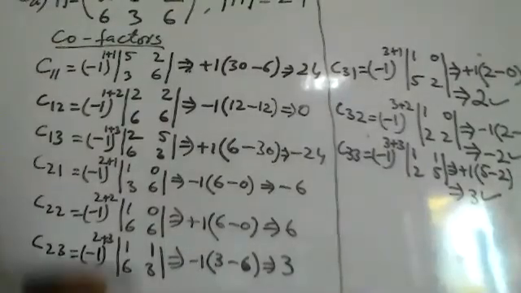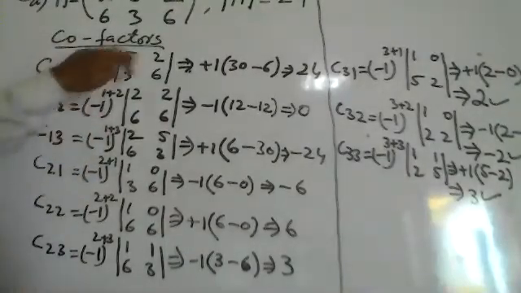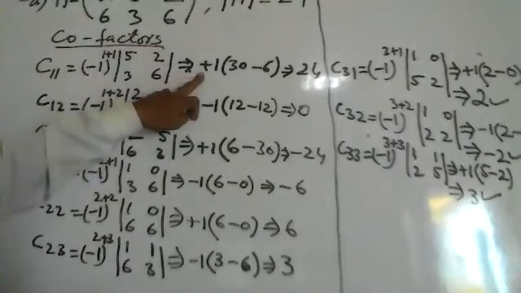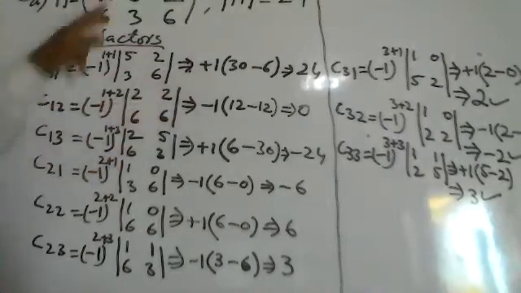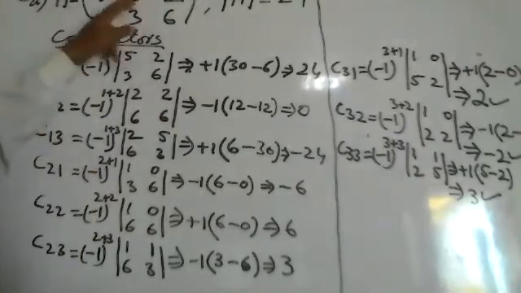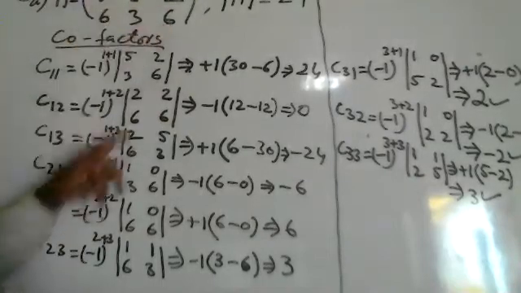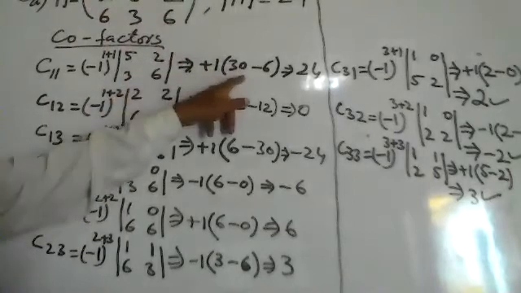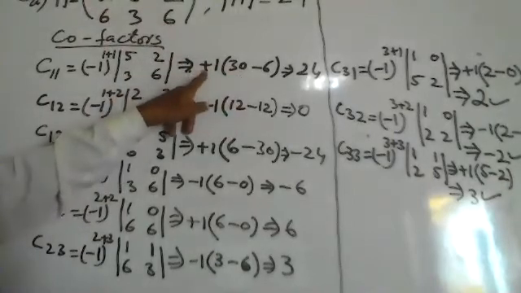So we are multiplying. Instead of writing this one, you may write the first number plus 1. Leave the first row, first column, and make the determinant of the remaining numbers. Find the answer, and then multiply it with the plus 1.